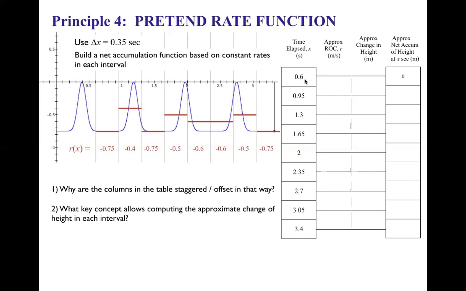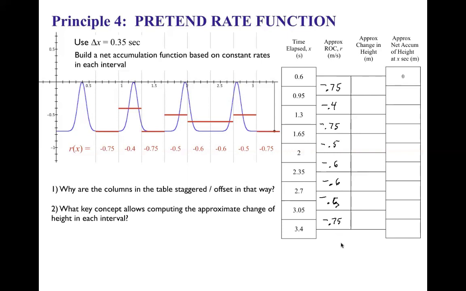So what did we say? So in the first interval from 0.6 to 0.95, we said that we're going to just estimate the rate as constant at negative 0.75. And then the next interval from 0.95 to 1.3, we estimated negative 0.4. And again, if we were all doing this separately, we all might have slightly different numbers for this. It's just an eyeball kind of technique. All right, and then in the next interval from 1.3 to 1.65, negative 0.75. Next interval, we said the rate was negative 0.5, etc. And then negative 0.75.